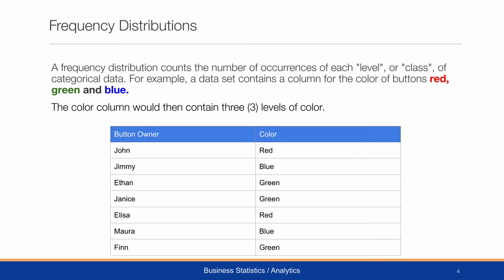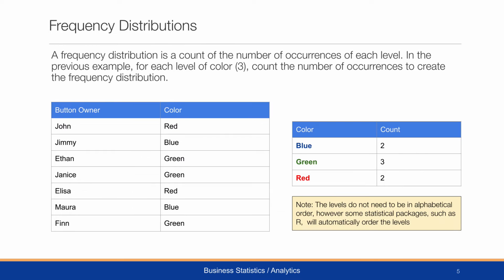So let's take a sample data set that contains the colors of buttons, red, green, and blue. The color column would then contain 3 levels of color, red, green, and blue. And we have a data set here. Here's the button owner. John has a red button, Jimmy has a blue button, Ethan has a green button, and so forth.